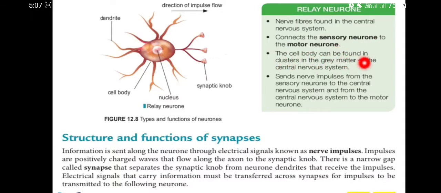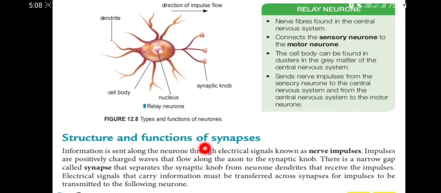The cell body can be found in clusters in the gray matter of the central nervous system. It sends nerve impulses from the sensory neuron to the central nervous system and from the central nervous system to the motor neuron. Sebab itu dia disebut sebagai connecting the sensory neuron to the motor neuron. Sebab dia carry atau send nerve impulse from sensory neuron pergi CNS dan juga from CNS pergi kepada motor neuron. Okay, seterusnya adalah synapses.